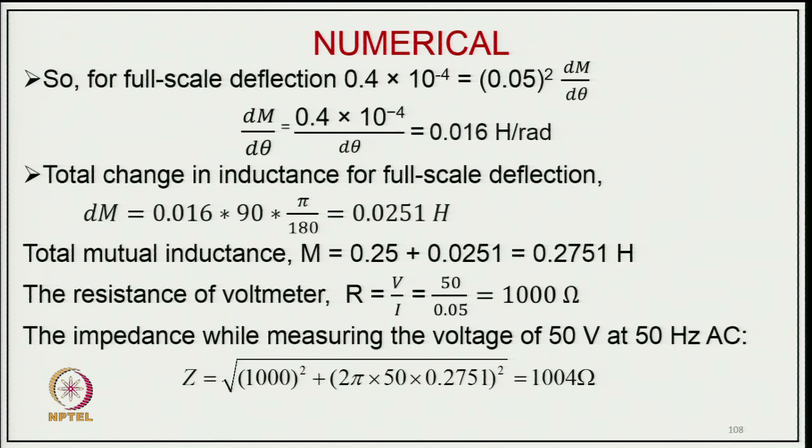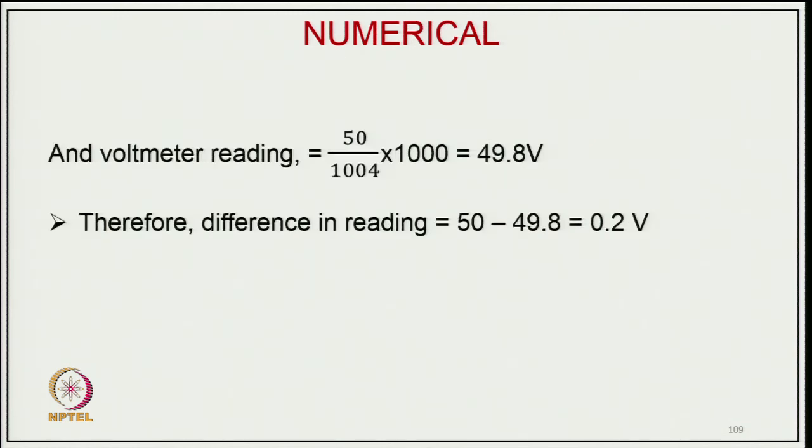and impedance while measuring the voltage at 50 hertz. So, Z equal to square root of R square plus (2 pi f L M) square, that comes 1004 ohm, and volt reading will be 50 upon 1004 into 1000, that is 49.8 volt, and therefore, difference in reading is 50 minus 49.8, that is 0.2 volt.